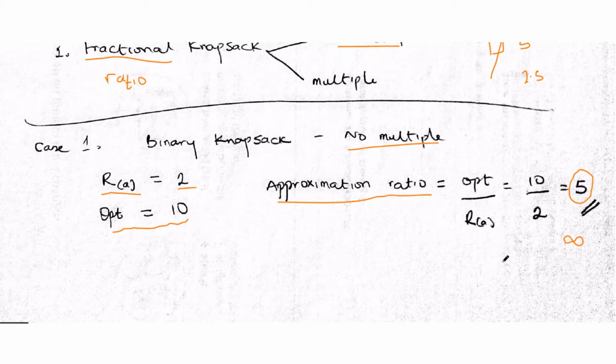Most times we try as much as possible to get an approximation ratio that is within a maximum of 2, so that at least if we cannot get the exact optimal solution, we don't want the ratio to be more than 2. Here we already have 5, and we can get infinity. So in this case, this strategy performs very badly.